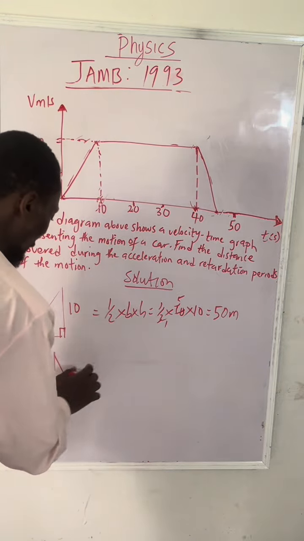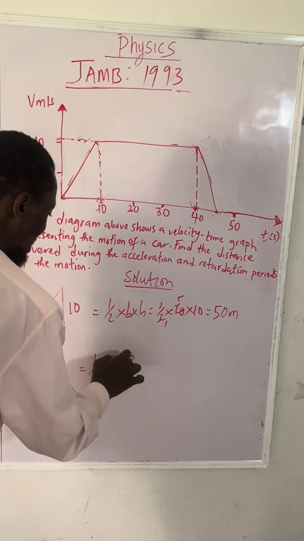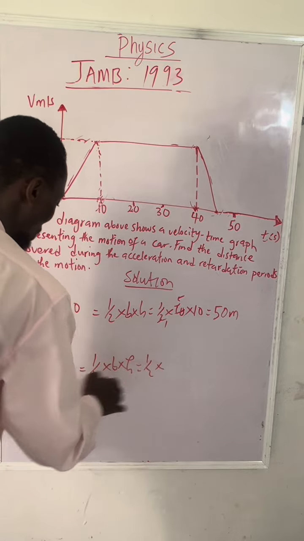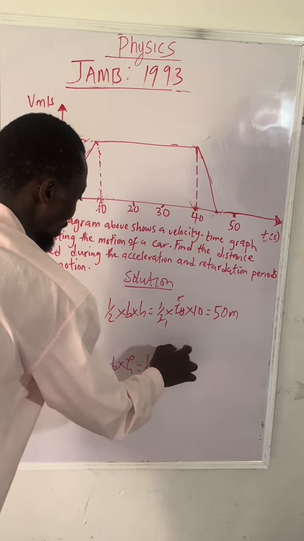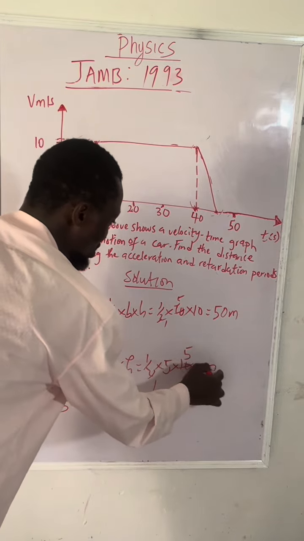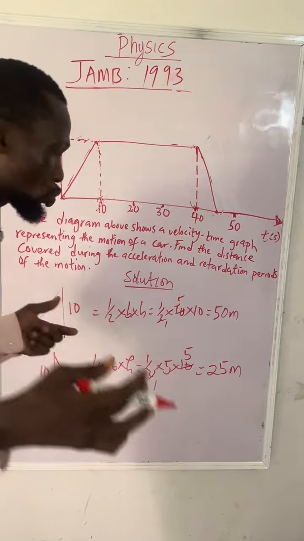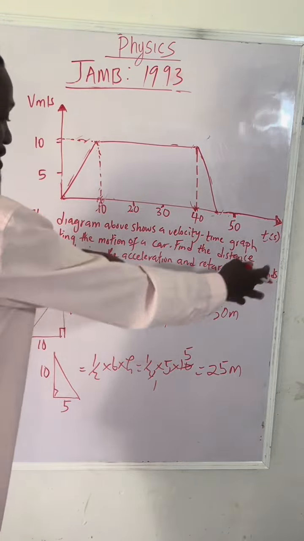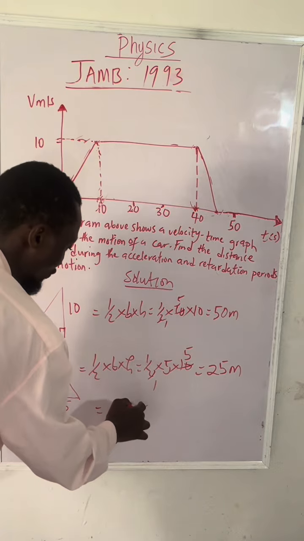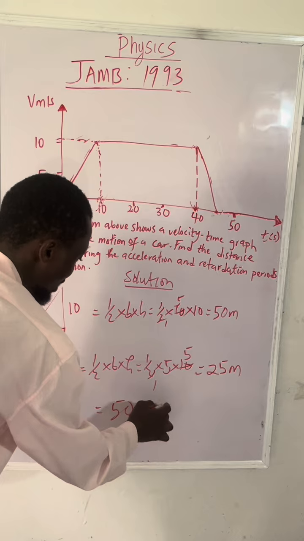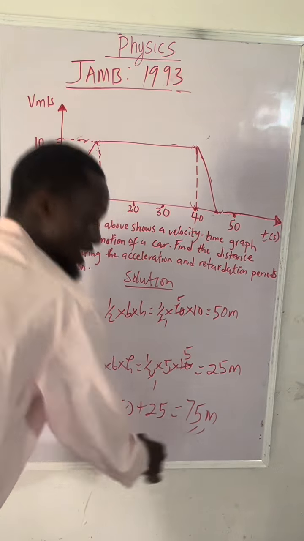So here is going to be 5, right? So from there, you can say area is equal to half times base times height, which is half times, what is our base now? 5 times, what is our height? 10. So 2 here 1, 2 here 5. And then 5 times 5 is going to give us 25 meters. And then what is going to be the total distance now? That is acceleration and retardation. So the total will now be equal to the 50 for the acceleration plus the 25 of the retardation, which is going to give us 75 meters. That's our answer.